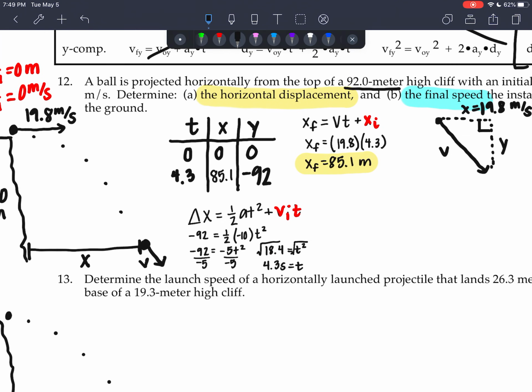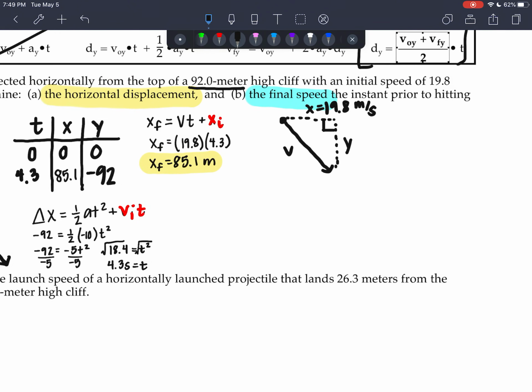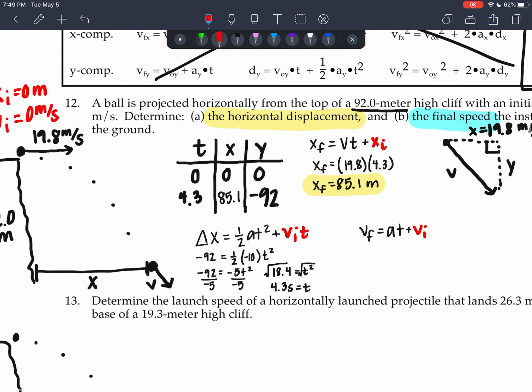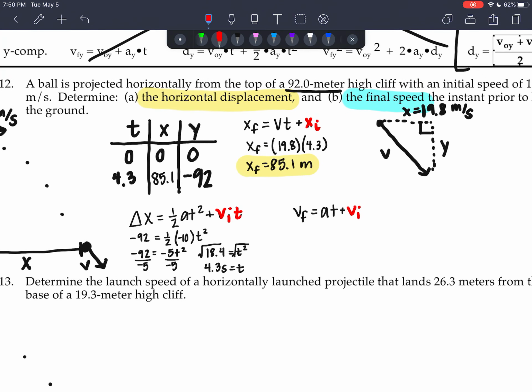I need to figure out how fast this ball is going to be going downwards when it gets to the ground. So if I look at some of my other kinematic equations that I had at the beginning of the notes, there's one equation that stands out. V final equals acceleration times time plus V initial. The reason why I like this is because my V final is going to be my y velocity. The other reason why I like this is because V initial is a term that I can ignore if my initial vertical velocity is 0. And look at that, my initial vertical velocity in the diagram is 0. So I can ignore that term.